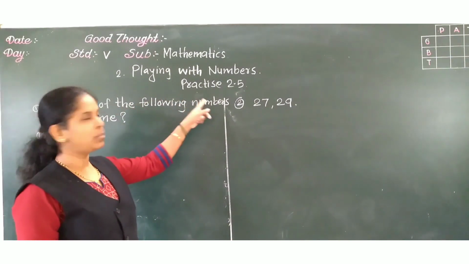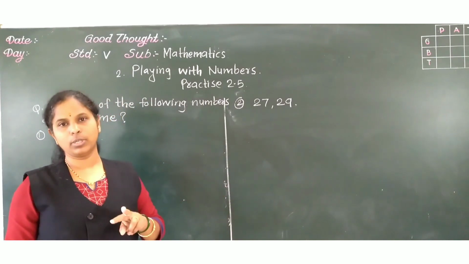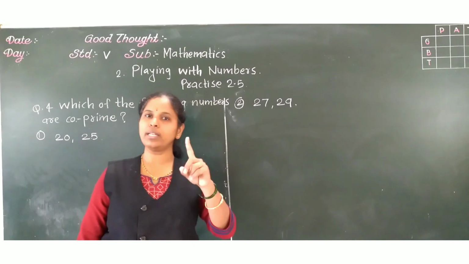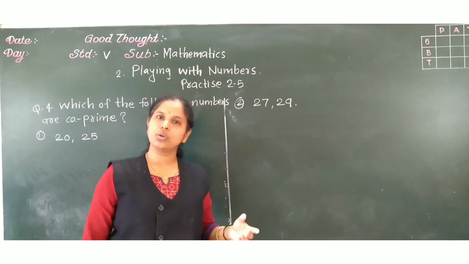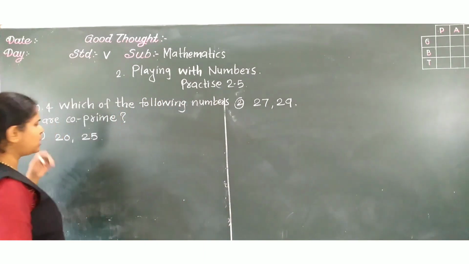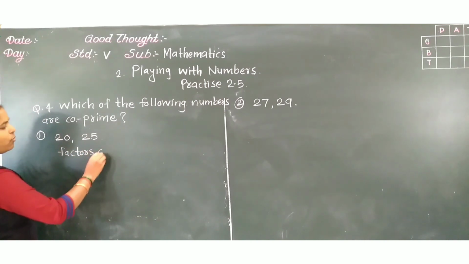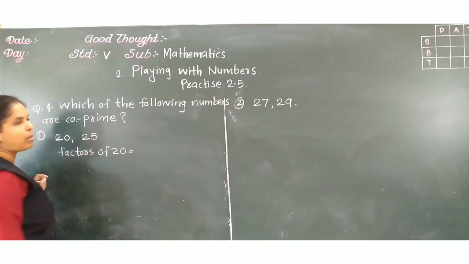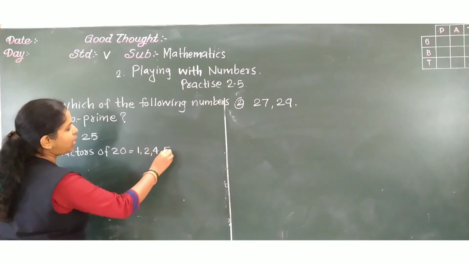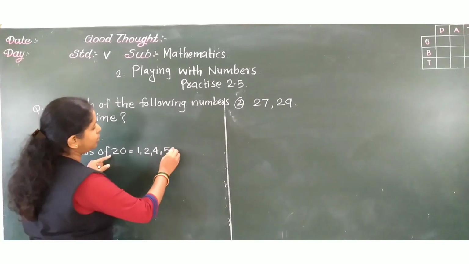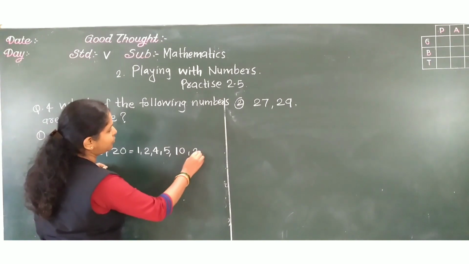Which of the following numbers are co-prime? Co-prime numbers means what I said: any 2 numbers having only one as a common factor. Okay? Such numbers are called co-prime numbers. So let us see. Now 20. What will we do for that first? Factors of 20. By which numbers can we divide 20? 1, 2, 4, 5, then directly 10. Okay? And the number itself.